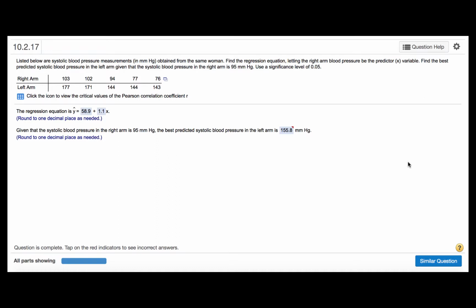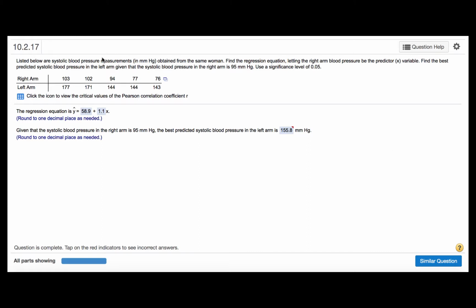Listed below are systolic blood pressure measurements in millimeters of mercury obtained from the same woman. Find the regression equation, letting the right arm blood pressure be the predictor or X variable. Find the best predicted systolic blood pressure in the left arm given that the systolic blood pressure in the right arm is 95 millimeters of mercury. Use a significance level of 0.05.